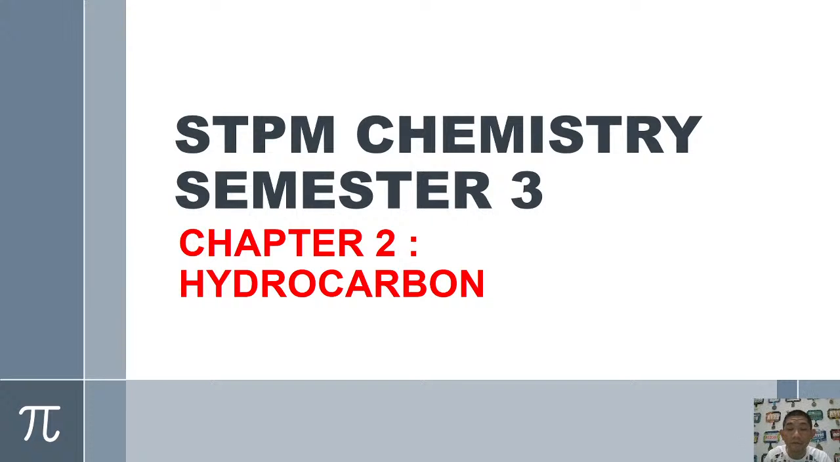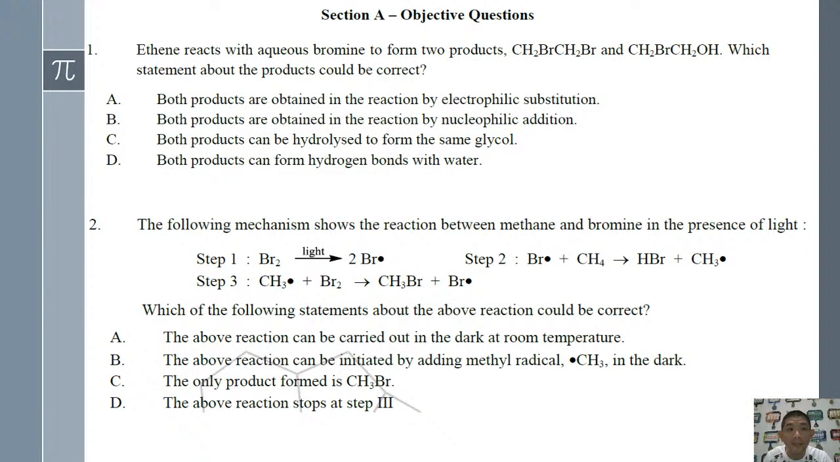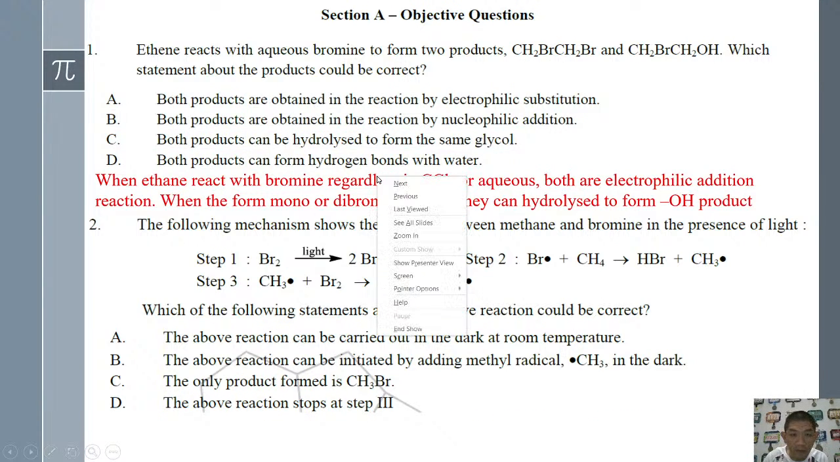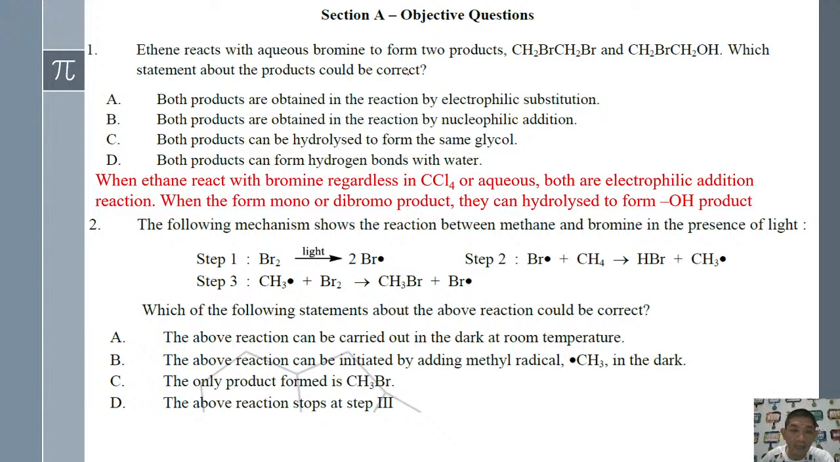Okay, so let's have a look at the objective questions that I've already prepared for you. Let's start from question number 1. Ethene reacts with bromine to form two products, CH2Br-CH2Br and CH2Br-CH2OH. Which of the statements about the products could be correct? You have to know by yourself that this is the reaction of alkene with bromine aqueous solution, so you have to know what products you expect to get at the end of the day.